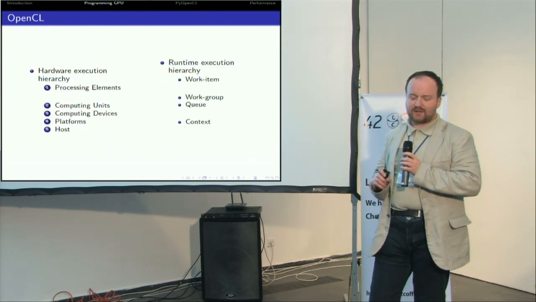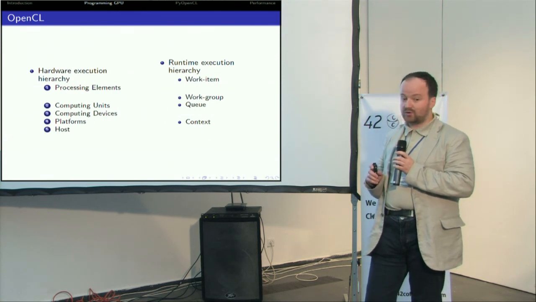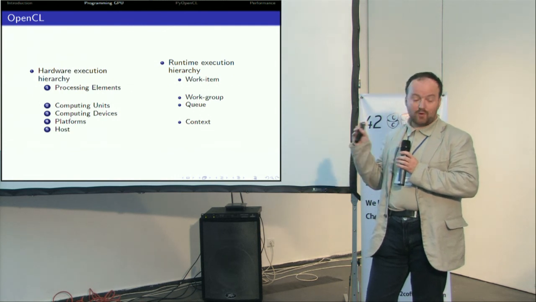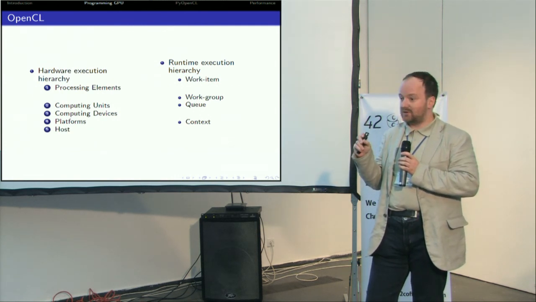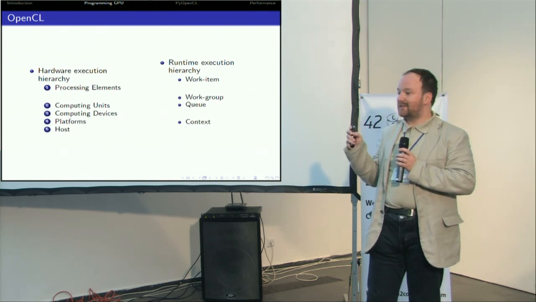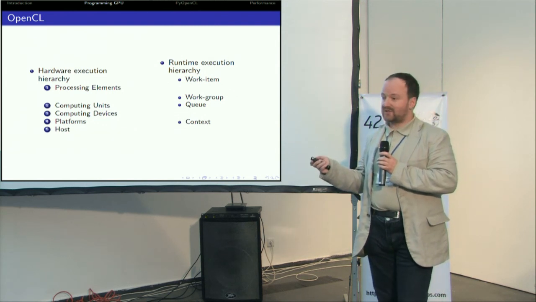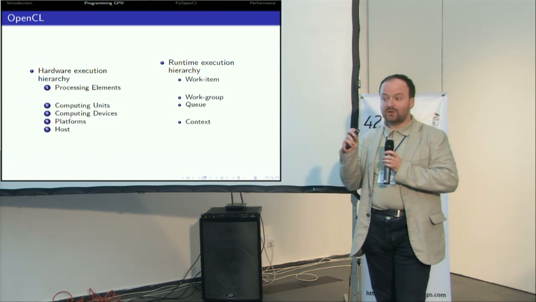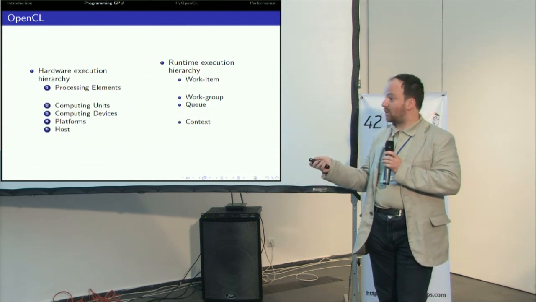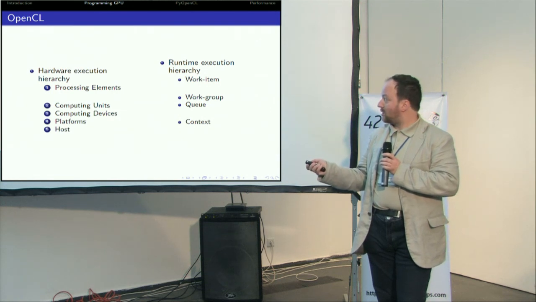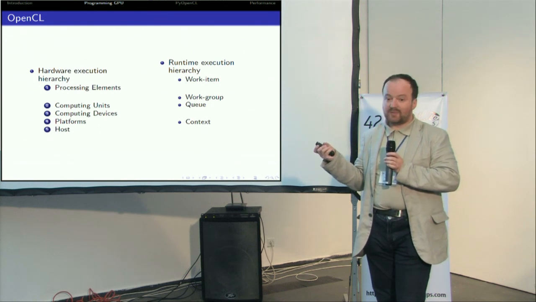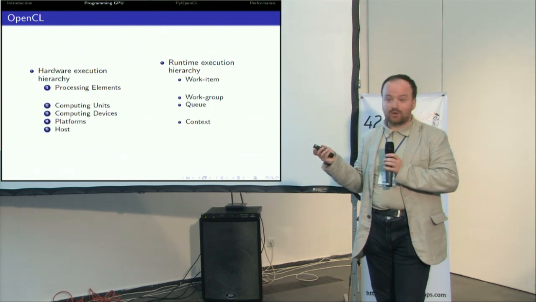So to understand how to program GPUs, you need to be aware of two hierarchies. There is a hardware hierarchy, which is embedded in the hardware. It is not changeable. And there is a runtime hierarchy. They are related, but not the same. On the hardware side, we have the processing element. This is a single core executing a single thread. You cannot control this directly. You can only control the computing unit. A computing unit is a set of many cores, depending on the hardware, and it is just a single chip.